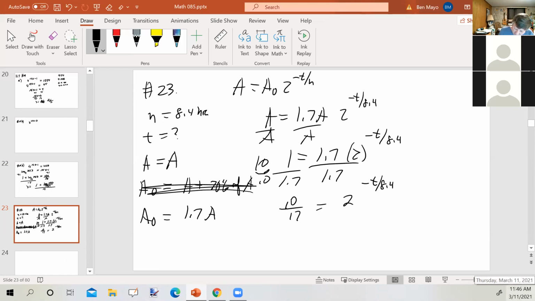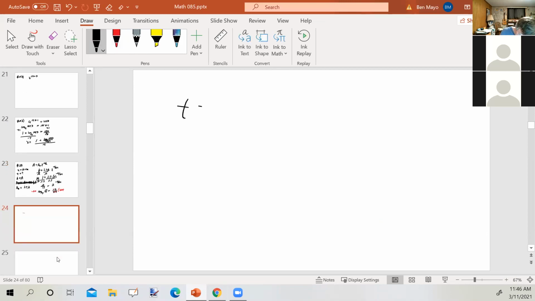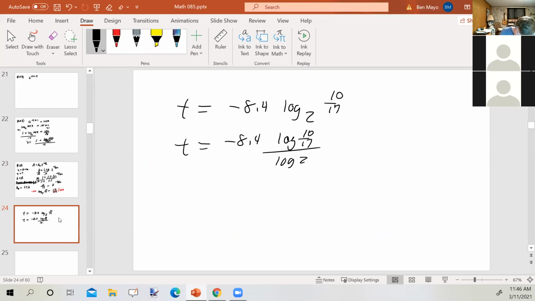Okay, so now we're going to have log base 2 of 10/17 equals negative t over 8.4. So I changed it to a logarithmic equation. Going to multiply both sides by negative 8.4. On the right side, the 8.4 and the negative go away. So now I'm left with, I'm going to go to the next page, t equals negative 8.4 log base 2 of 10/17. Okay, so t equals negative 8.4 log of 10/17 over log of 2.